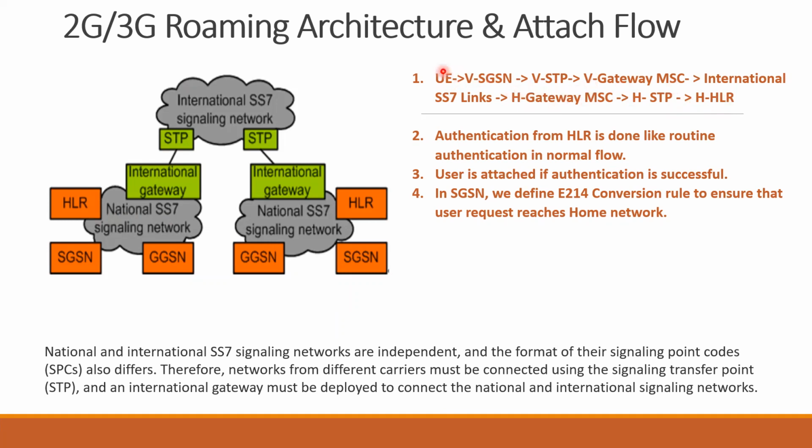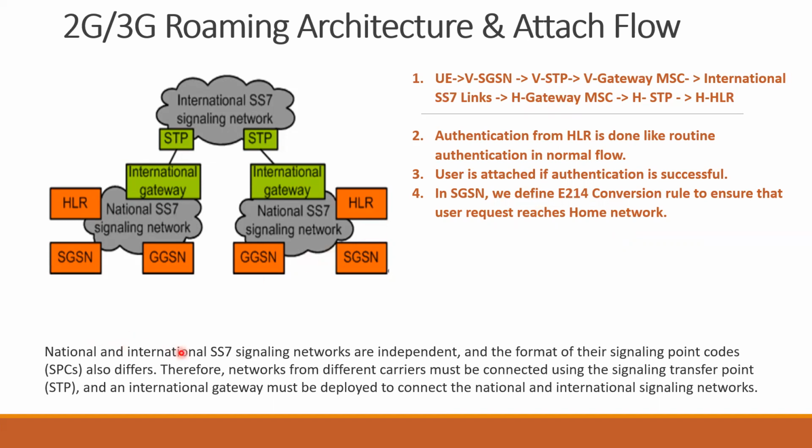So once your attach request reaches the home HLR, authentication is done like routine authentication in the normal flow. The user is attached if authentication is successful. And in the SDSN, we define an E.164 to IMSI conversion rule to ensure the user request reaches the home network. We're going to look into the configuration in the next slide of how this communication works.